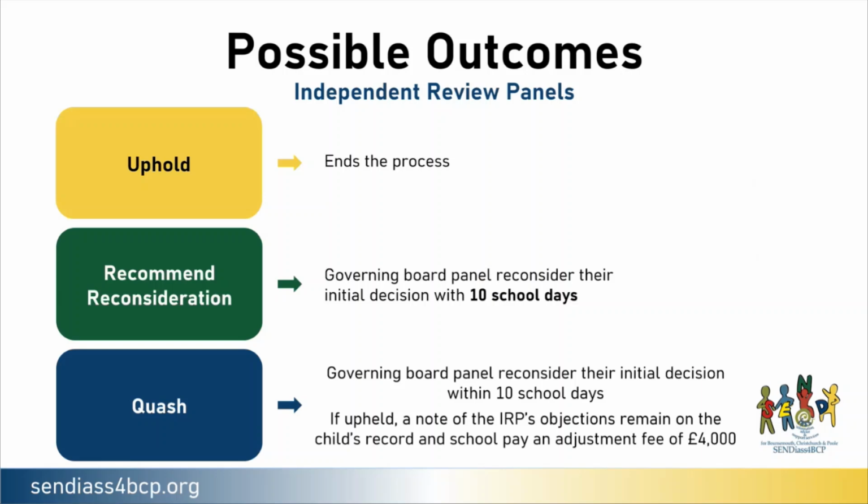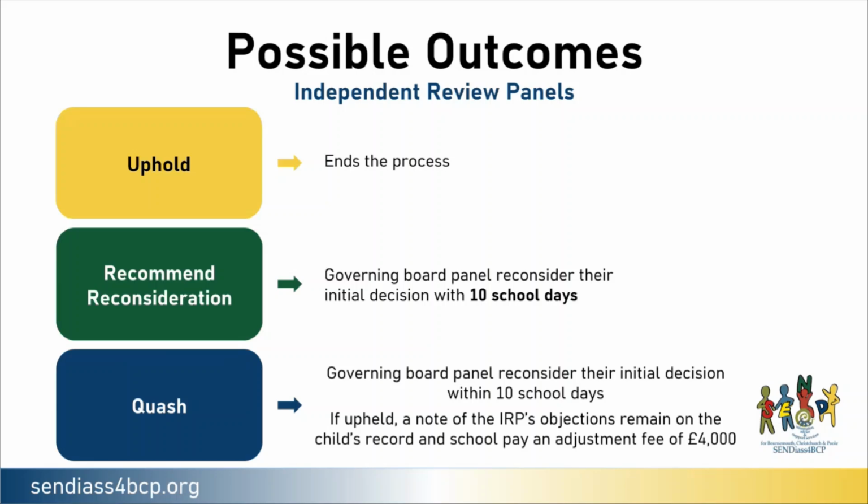There are 3 possible outcomes to an independent review panel hearing. That is, to uphold the governing body's decision. This will end the challenge process unless you are also bringing a discrimination claim in the first tier tribunal. To recommend the governing body reconsider their decision. This does not mean the decision will necessarily be overturned, but the governing body may decide it would be appropriate to do so in light of the IRP's findings. The governing board must meet within 10 school days of the decision.